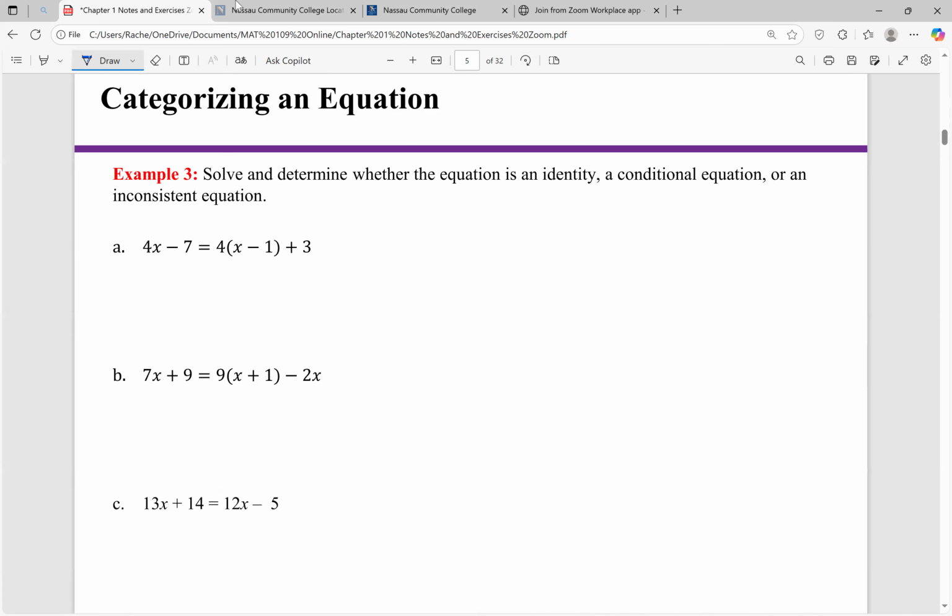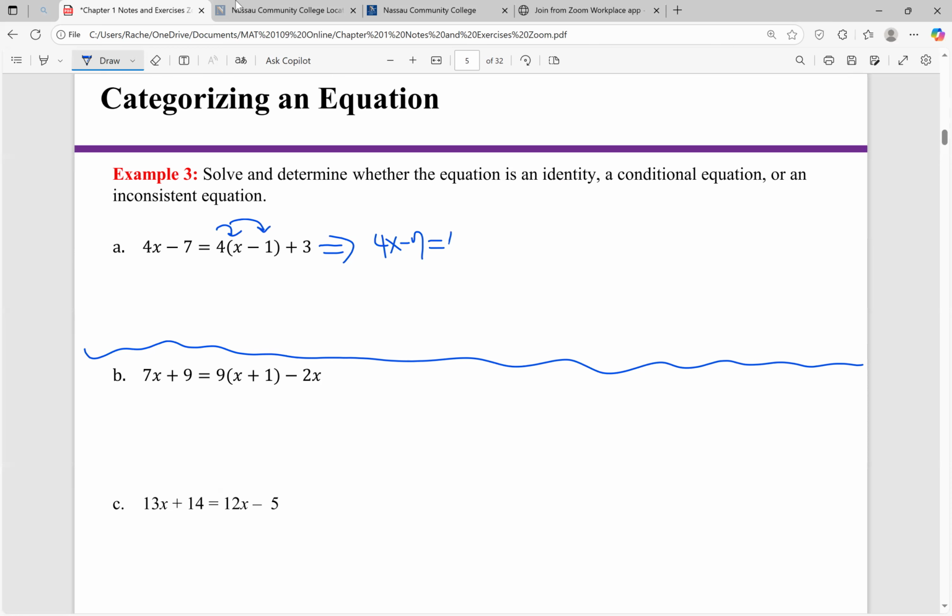So look at part A. For A, let's distribute, get rid of parentheses here, right? That's going to be the first thing. So we're going to get 4x minus 7 equals, let's distribute the 4. So we're going to get 4x minus 4 and then plus 3. So we have 4x minus 7 equals 4x minus 1. So I combine the -4 and the +3.